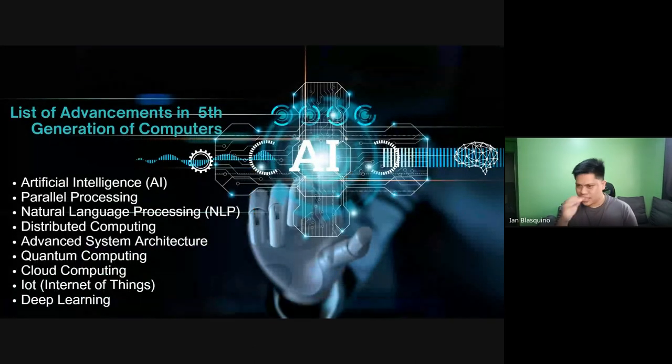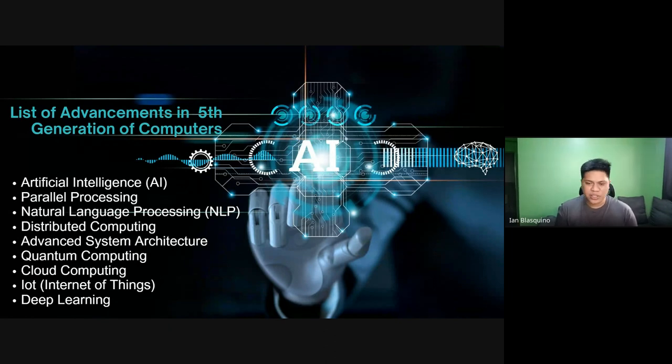So here are the list of the advancements na nangyari or innovations that were brought about by the fifth generation of computers. Una-una, we have the AI, or the artificial intelligence. It is said that one of the defining features ng fifth generation of computers is yung pagkakaroon ng significant emphasis sa AI and machine learning, which is because of this AI, nagkaroon na ng kakayahan ang mga computer systems to gayahin yung human intelligence and decision making. Dito naman sa parallel processing, aside sa AI, nandiyan yung parallel processing na kung saan in order to handle complex computation demands of AI and other advanced tasks.